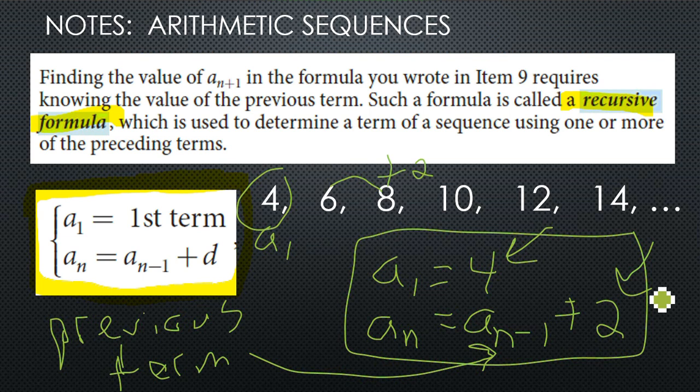That's the recursive formula. Now this formula does not give us any term anywhere that we like, the way the explicit formula does. That's the meaning of explicit. It tells you specifically a term given an n number.